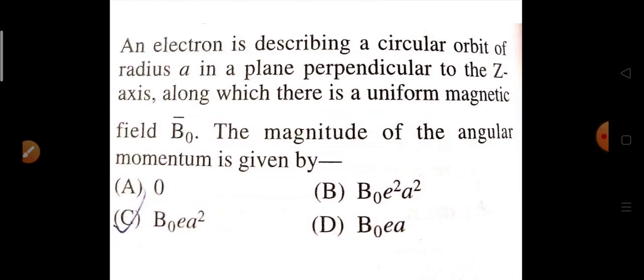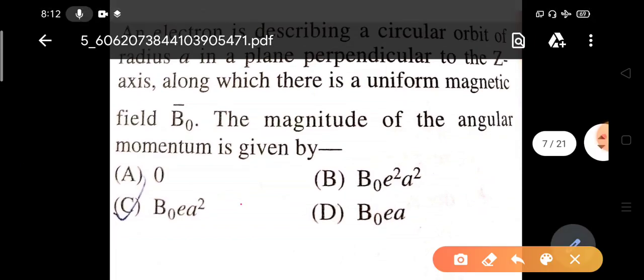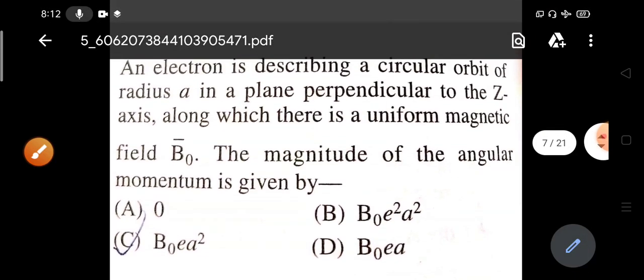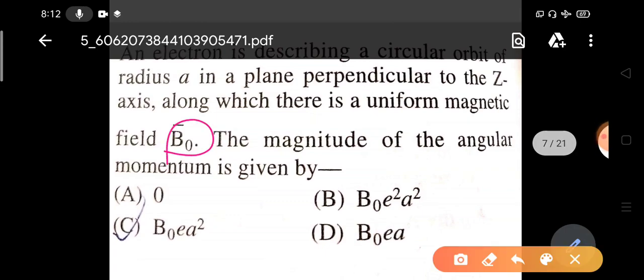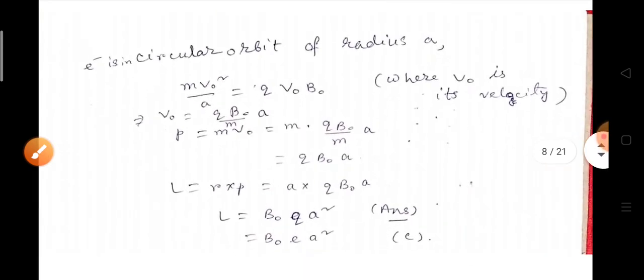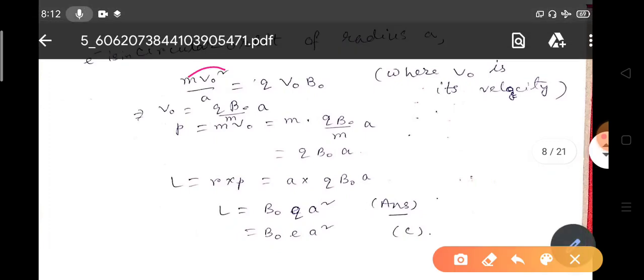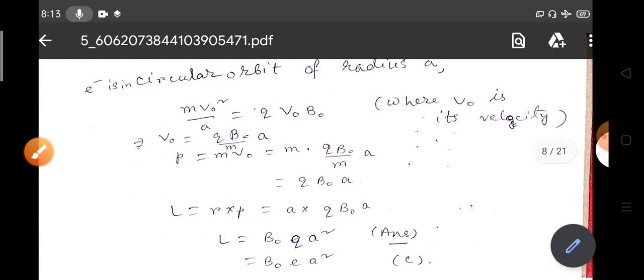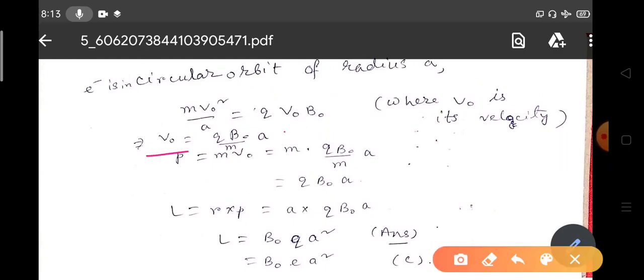An electron is describing a circular orbit of radius a in a plane perpendicular to the z-axis, along which there is a uniform magnetic field B naught. The magnitude of the angular momentum. So the electron is moving along a circular orbit and it is acted on by a magnetic field B naught, and you are asked to give the angular momentum L value. Okay, so the electron is in circular orbit, so m v naught square by a equals q into v naught, where v naught is the velocity. Now v naught should be q B naught by m into a.